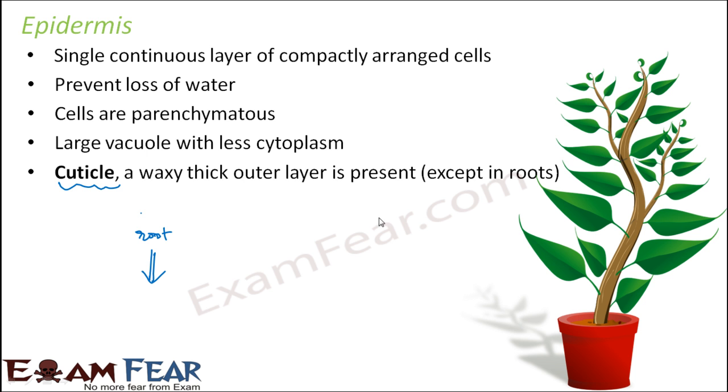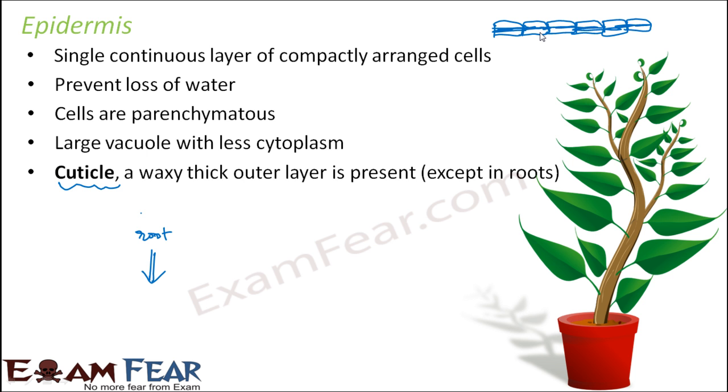Now, this is how it looks. I'll show you here. This is just a rough sketch. Basically, epidermis is a group of cells which are parenchymatous in nature. These are all parenchyma cells which are very compactly arranged. You see there are no gaps in between. That is how the layer of epidermis looks. But it is also seen that there is a waxy thick layer present on the outer layer of epidermis.